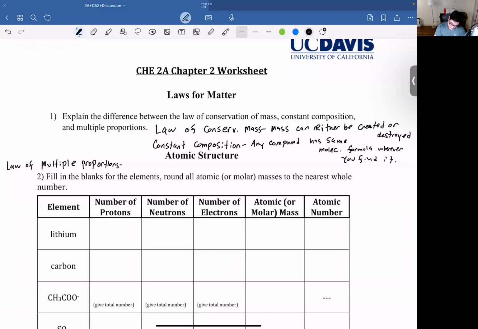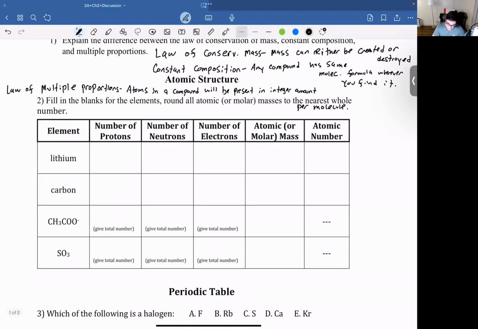So due to the law of multiple proportions, we're just going to write: atoms in a compound will be present in an integer amount per molecule. Great. So for every 1 molecule, you'll have to have some integer of some atom, so on and so forth. I should note positive integer or natural number if you want to be really specific.